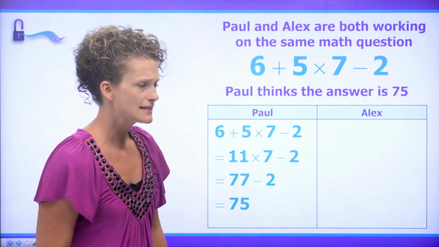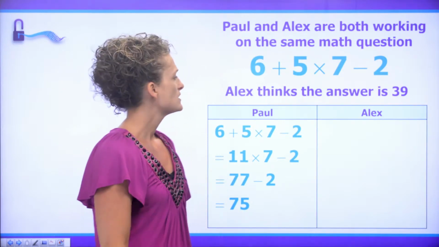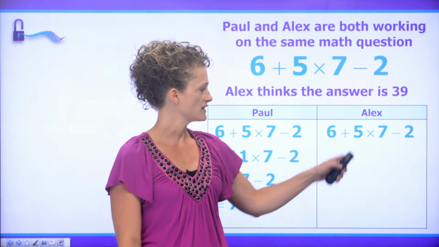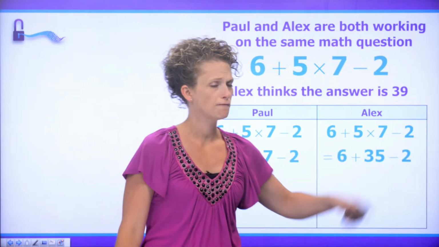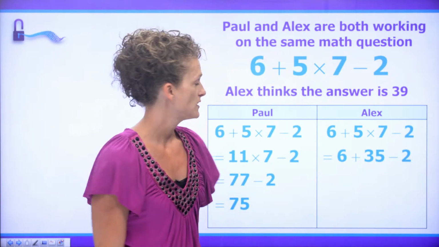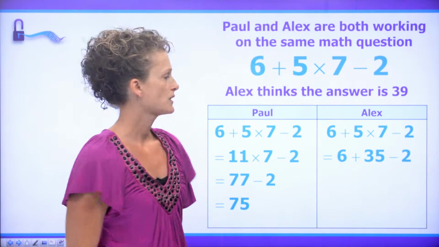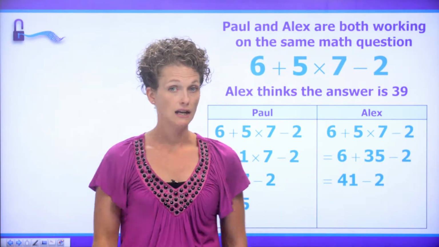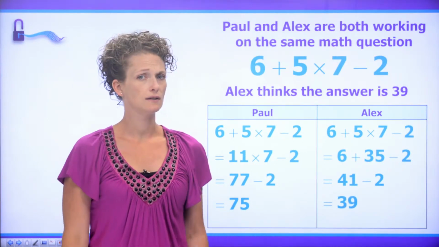But then Alex says, I don't think so. I got 39. So let's see what Alex did. So here we have the same question, and Alex says, I'm going to do the multiplication first. So he does the multiplication, 5 times 7, he gets 35. So then he has 6 plus 35 minus 2. Now he says, I'm going to take 6 plus 35, and he gets 41. And then he's going to subtract 2, and he gets 39.